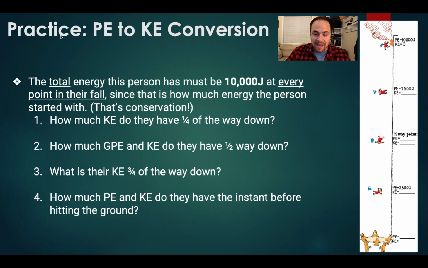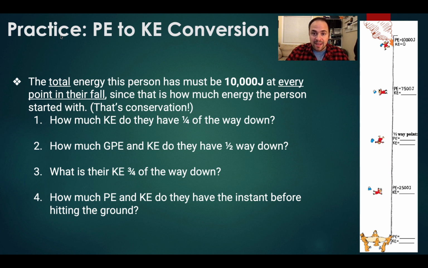So let's look at the problem again after seeing that graphic. How much kinetic energy do they have 1/4 of the way down? Now, if they've fallen 1/4, or 25% of the way down the building, they've lost 25% of their height, and that means they've lost 25% of their potential energy. Well, where did it go?